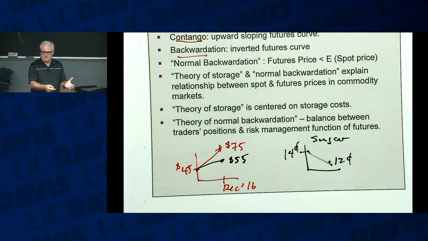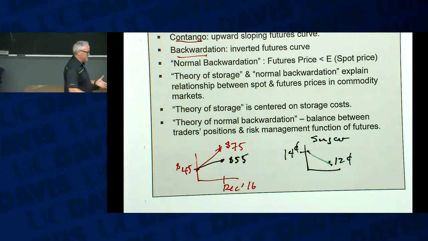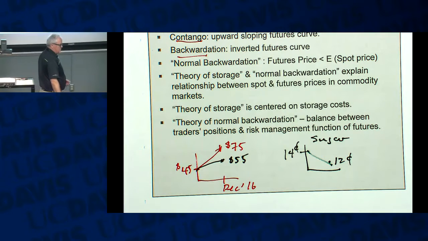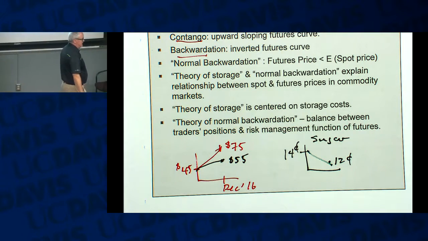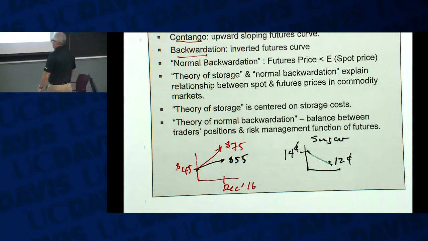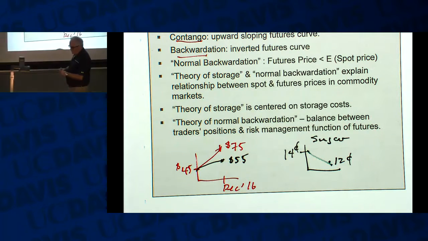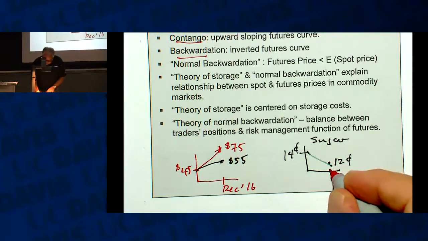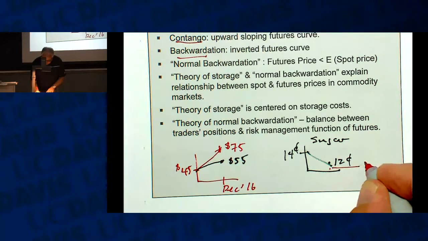Like Paul, who's going to go to work in the oil market, there's no corrective mechanism to limit the size of that inversion. In other words, this could be 14 and 12, or if there was a disaster in the sugar harvest down in Brazil, this could go to 6 cents.